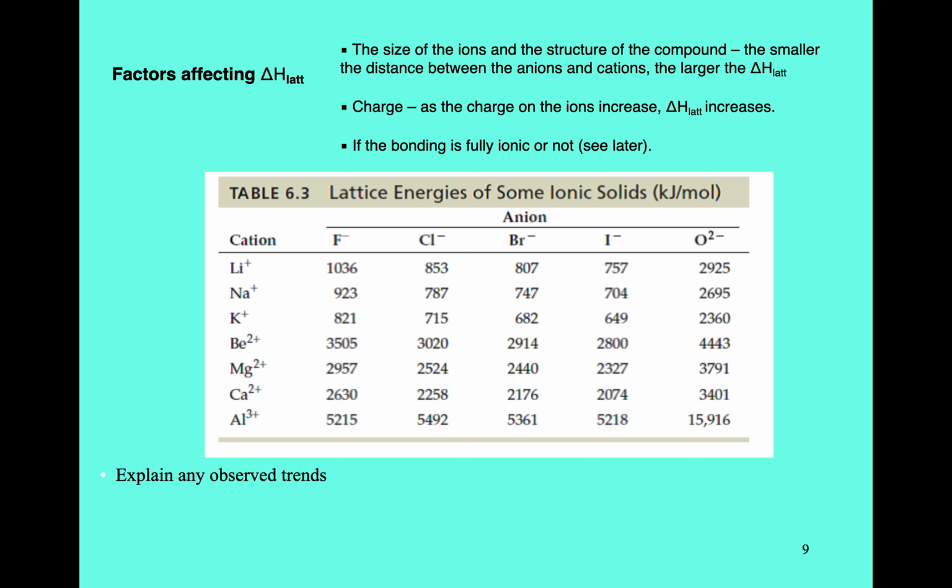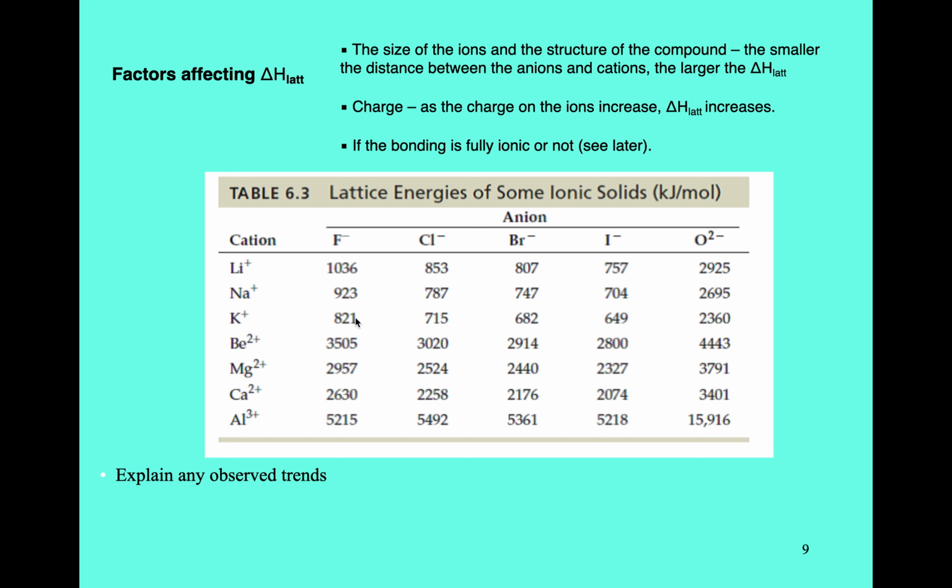Let's have a look at these tables. Now, what have we got here? Some trends. We're looking for trends. To have any idea of what's going on, we've got to look at changing one particular variable, haven't we? So let's look, for example, at the fluorides of group 1. They've all got the same charge. What's happening to the size of the ions? They are getting bigger going down the group, so the centers of the charge are further away, so the lattice enthalpy is less exothermic.